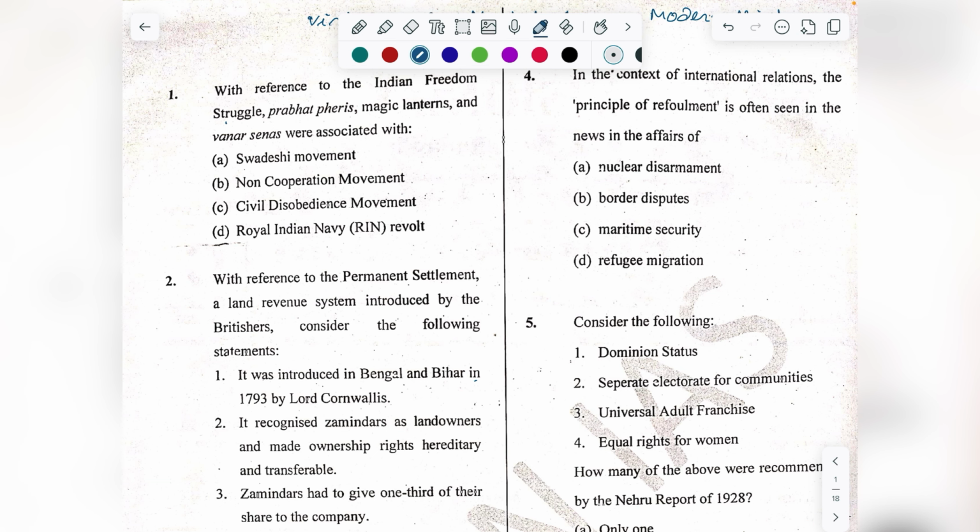Number 1 question. With reference to the Indian freedom struggle, Prabhat Ferry, magic lanterns, and Vanar Senas were associated with which movement? Swadeshi movement? No. Non-cooperation movement? No. It is the civil disobedience movement.